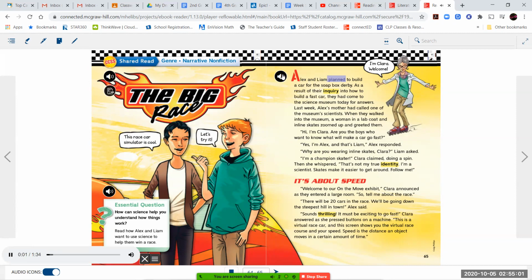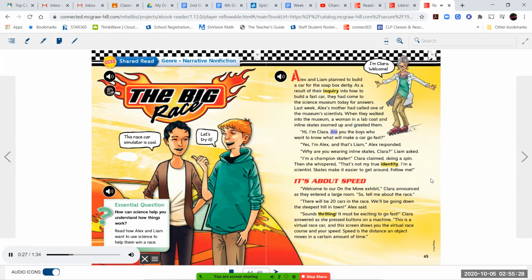Read how Alex and Liam want to use science to help them win a race. Alex and Liam plan to build a car for the Soapbox Derby. As a result of their inquiry into how to build a fast car, they had come to the Science Museum today for answers. Last week, Alex's mother had called one of the museum's scientists. When they walked into the museum, a woman in a lab coat and inline skates zoomed up and greeted them.